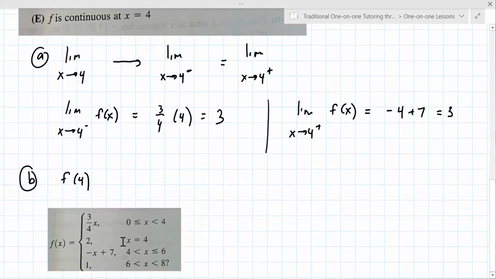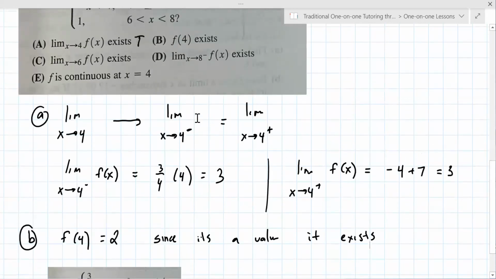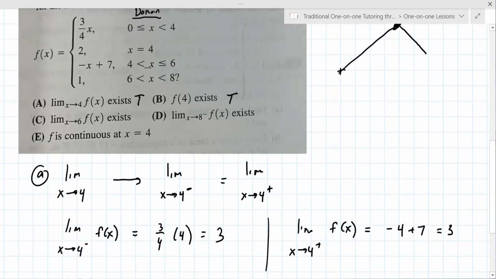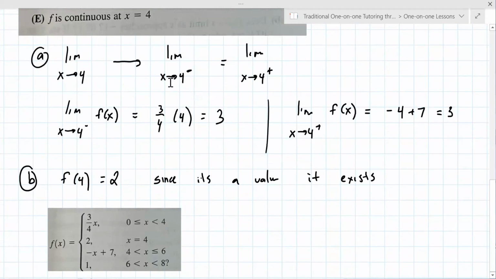So f of 4, according to this, when x is 4, y is 2. And since it's a value, it exists. So going back to our original, f of 4 exists, that's true. Okay, so C is like A, except with a different number, so you're using different parts of this. Let me snip part C in.